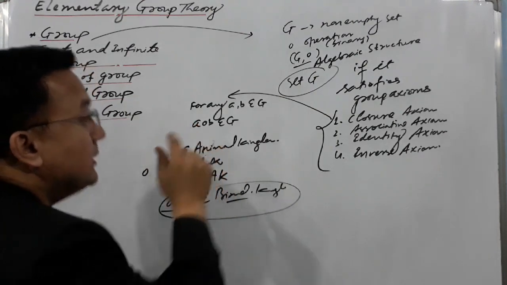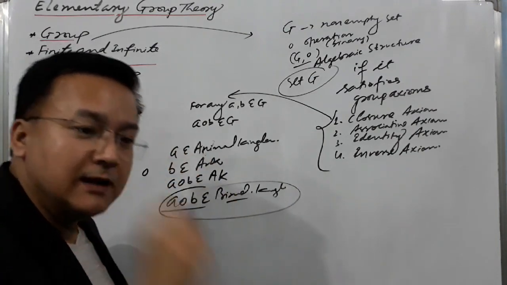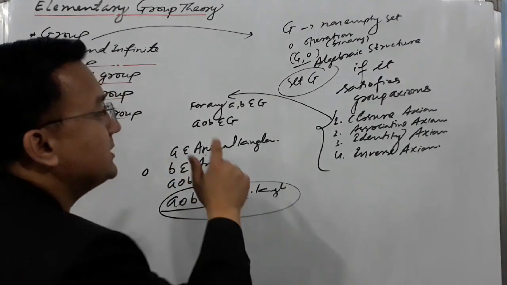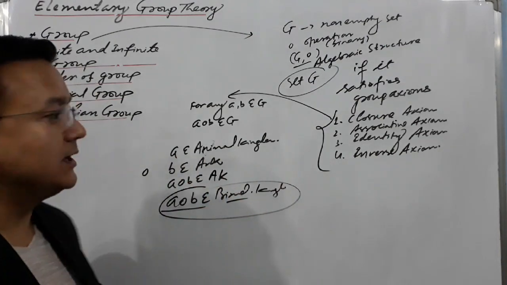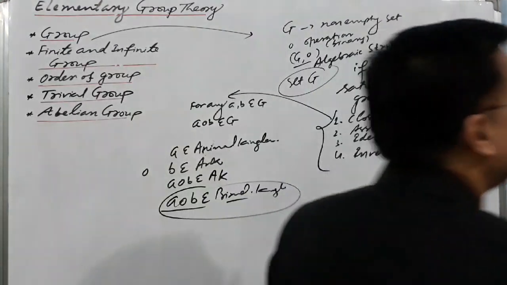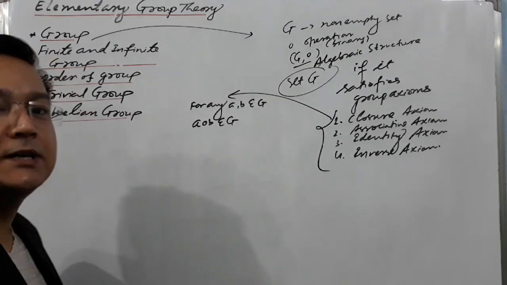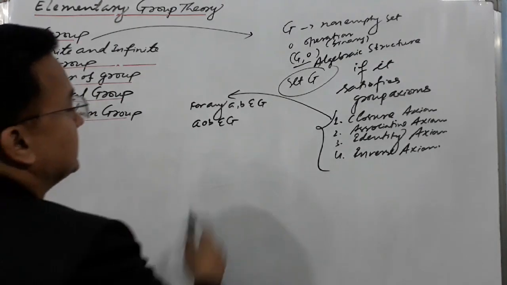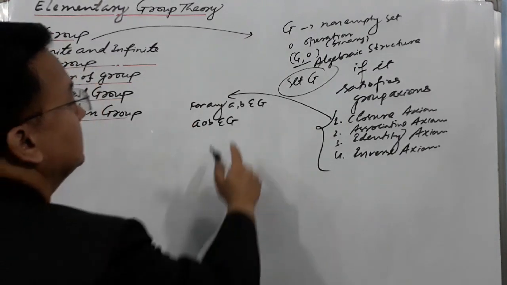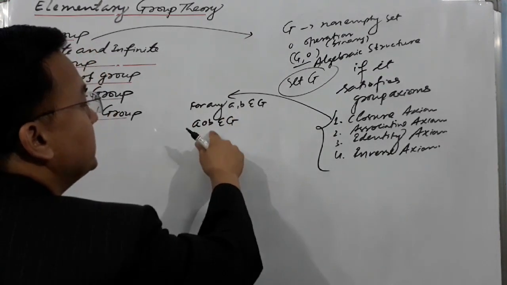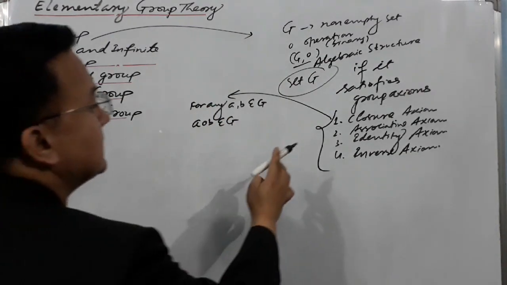So if G forms a group, then definitely the operation is closed on the set G. The operation satisfies the closure axiom, the closure property. So I don't think you now have any problem with the closure axiom. If A, B belong to G, then A operation B should belong to G. Then we can say the closure axiom is satisfied. This is the closure axiom.